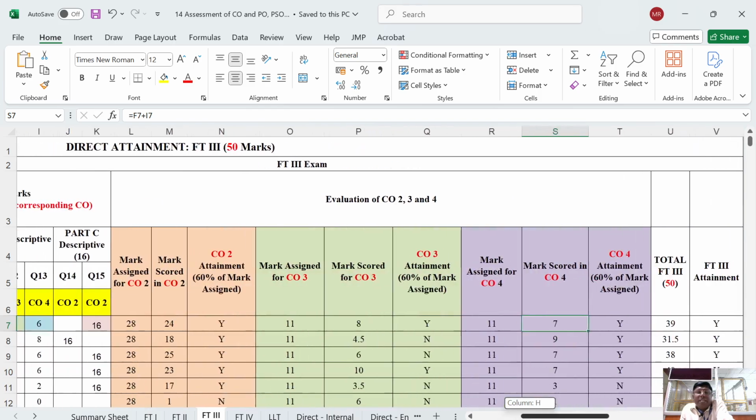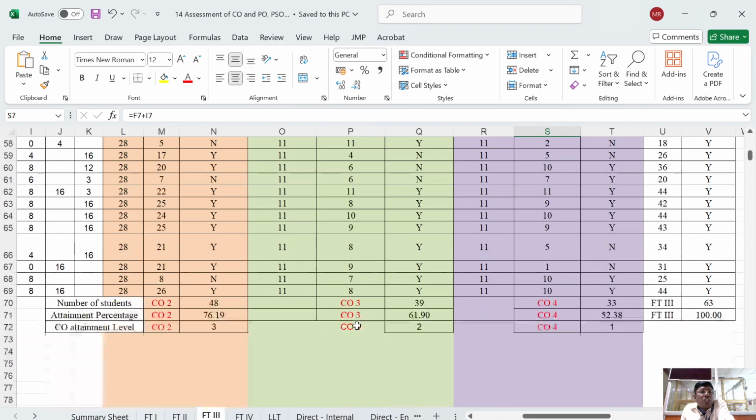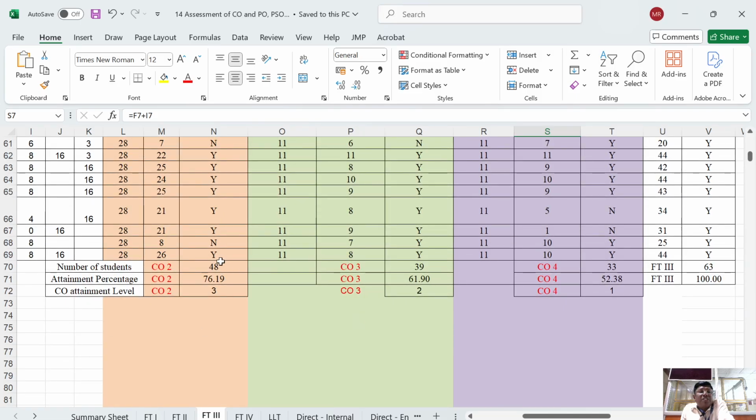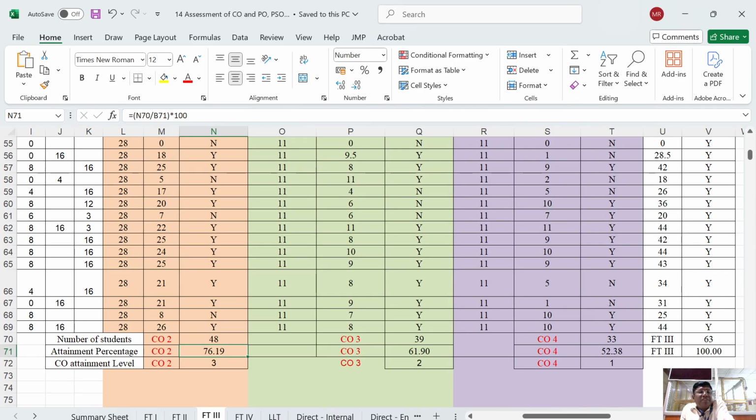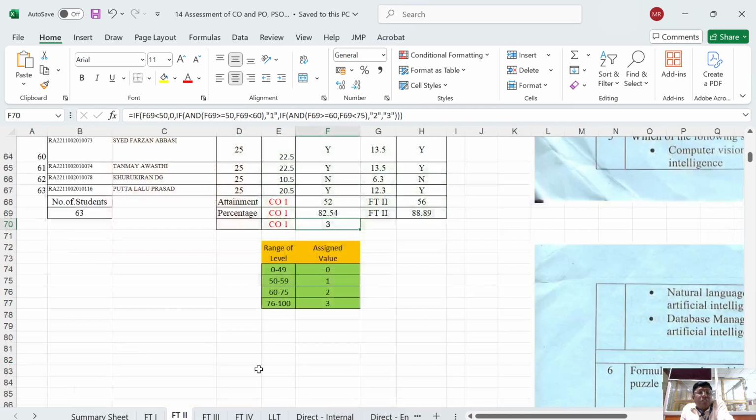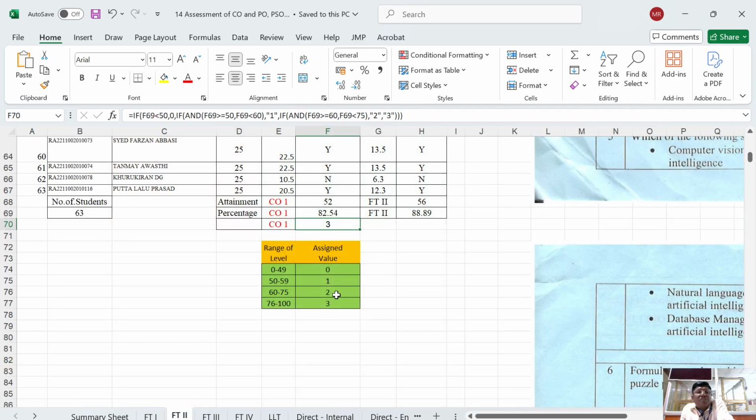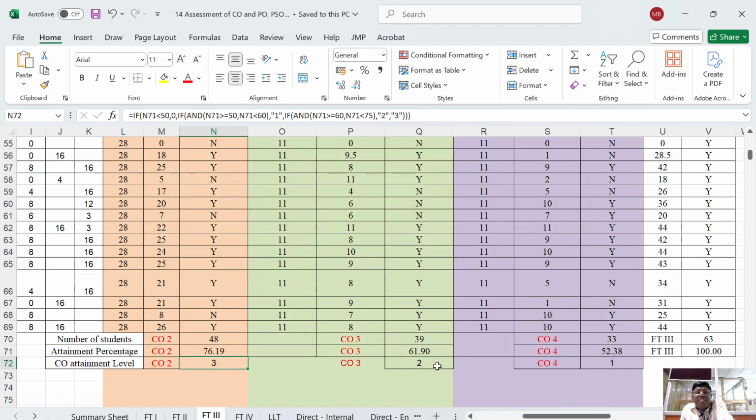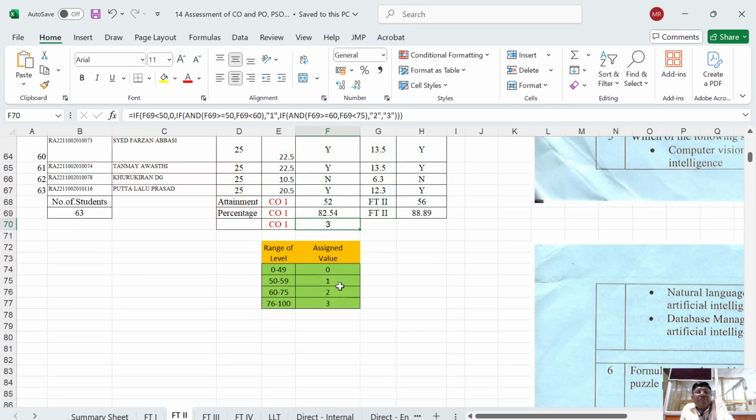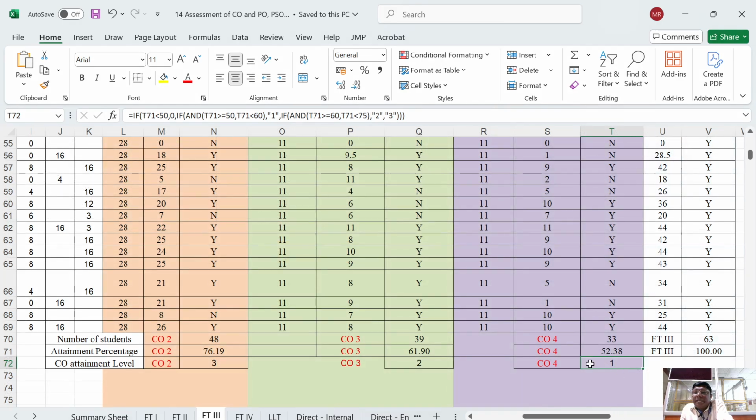Now we have to calculate the total number of yes and no. Total number of yes means who attained. Yes means attained. We should calculate the total number of yes students, and how many students attained CO2, CO3 and CO4. Correspondingly, like the previous case, we have to check the attainment level. If you look at the attainment, 76 to 100 is 3. 60 to 65 is 2, and 50 to 55 is 1. So if you look here, the map is 50 to 59, it is 1. So that has to be entered here properly.